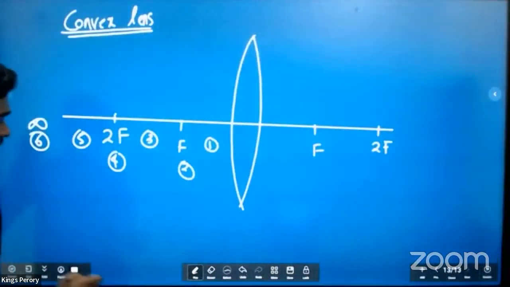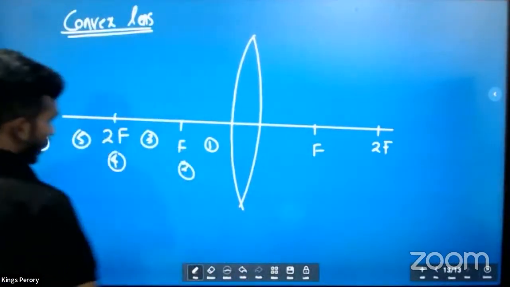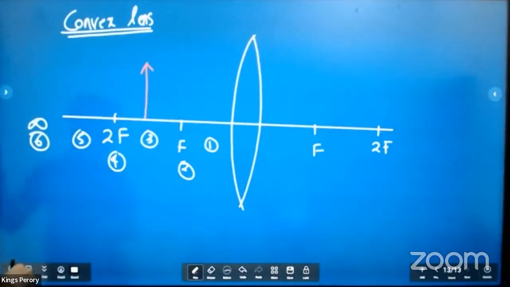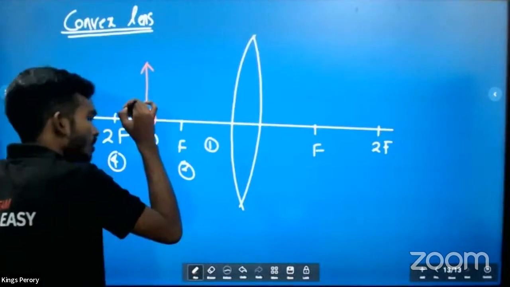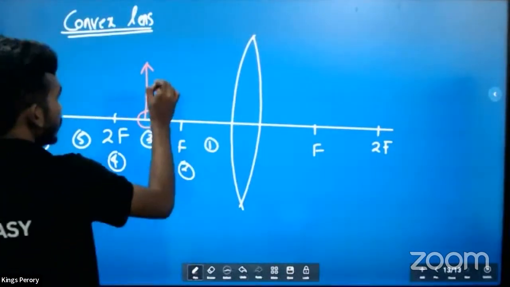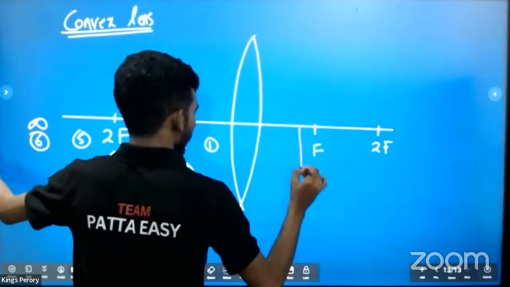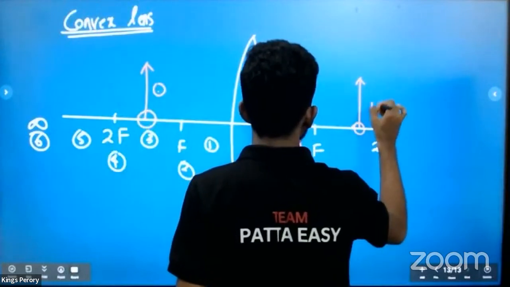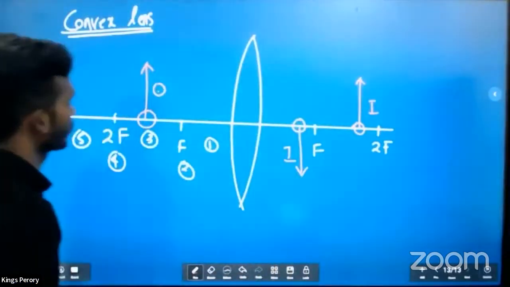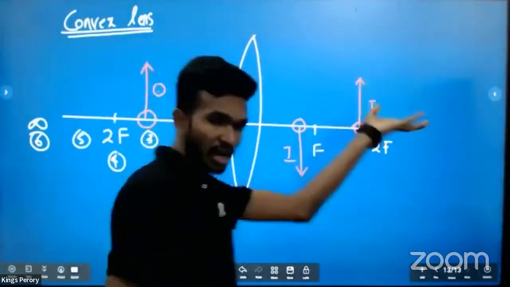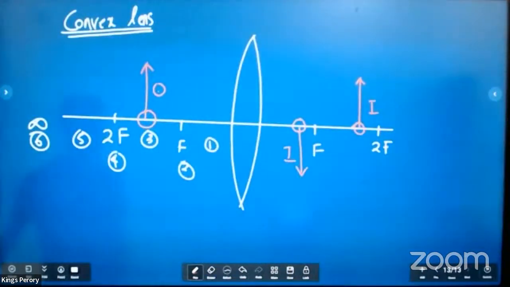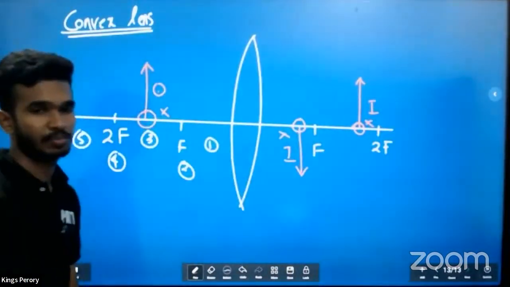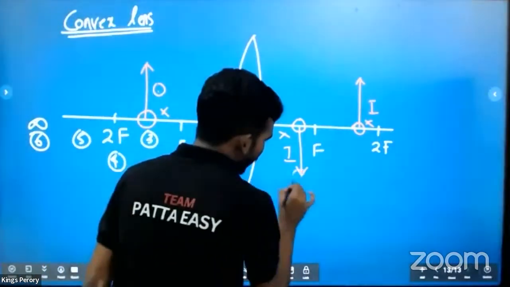But the most important thing is, as always, we place the object on the principal axis. So the foot is always on the principal axis. The image also forms its foot on the principal axis. Same story. So you don't need to worry about the foot of the image. What do we need to worry about?